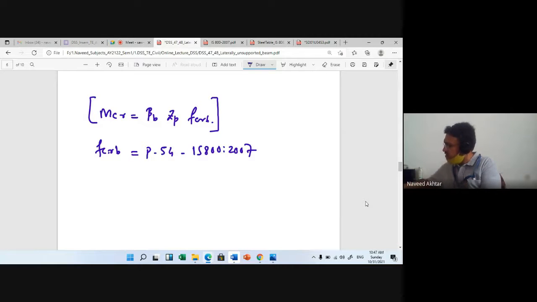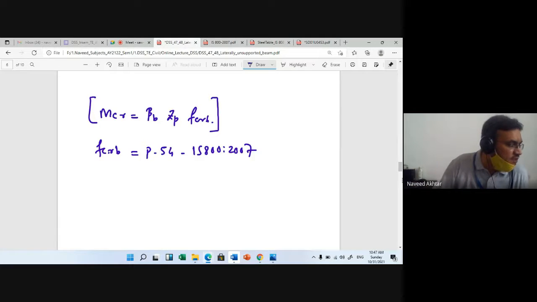All this formula is given in your IS code. No need of remembering. So you can find out the MCR, you know.